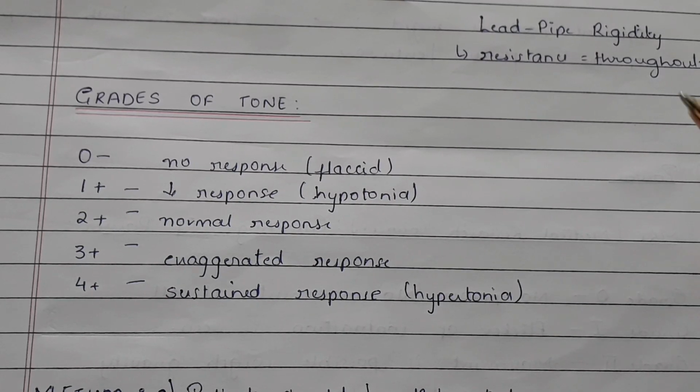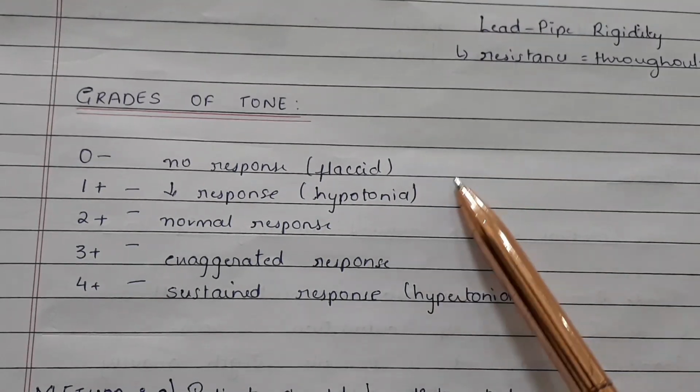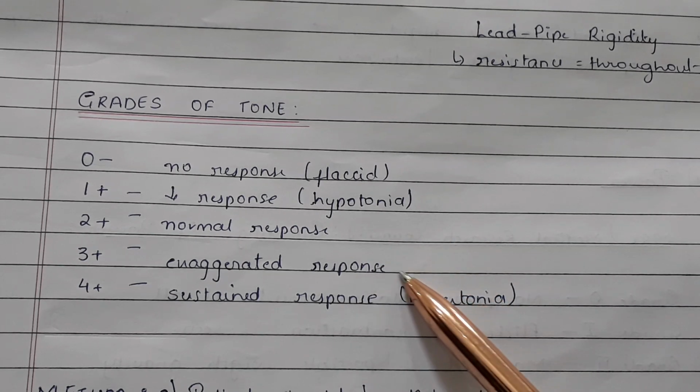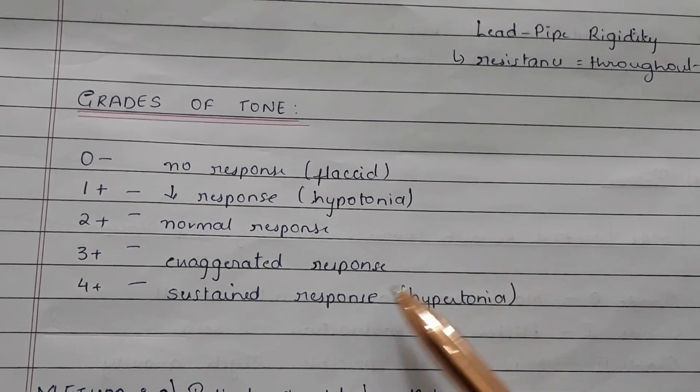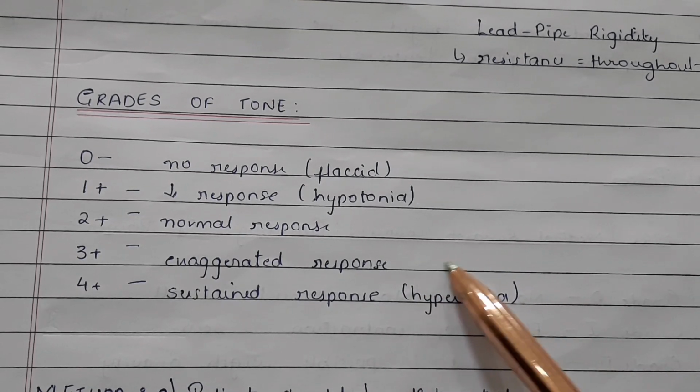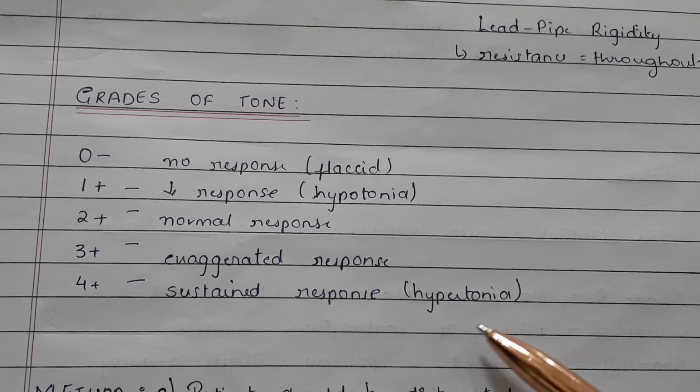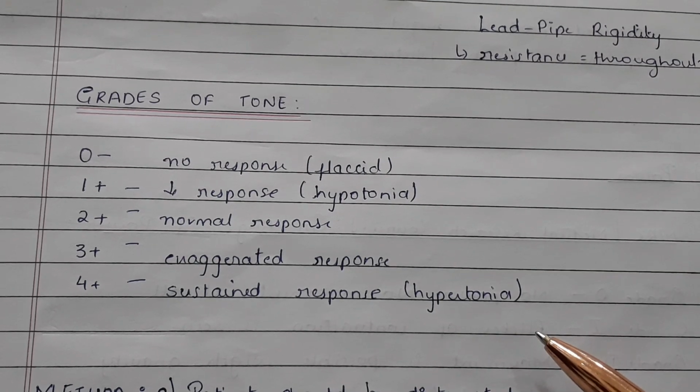Grades of tone. Grade 0 is no response, flaccid. Grade 1 plus, decreased response, hypotonia. Grade 2 plus, normal response. Grade 3 plus, exaggerated response. Grade 4 plus, sustained response or hypertonia.